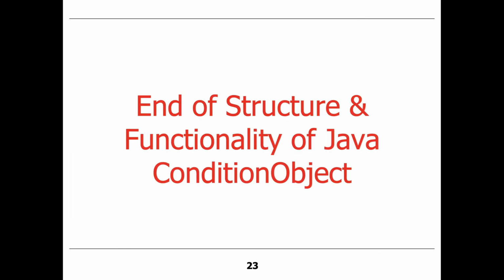So that is the end of the structure and functionality of Java condition object. We will, of course, talk about the key methods. We'll talk about a very specific use case with array blocking queue momentarily.